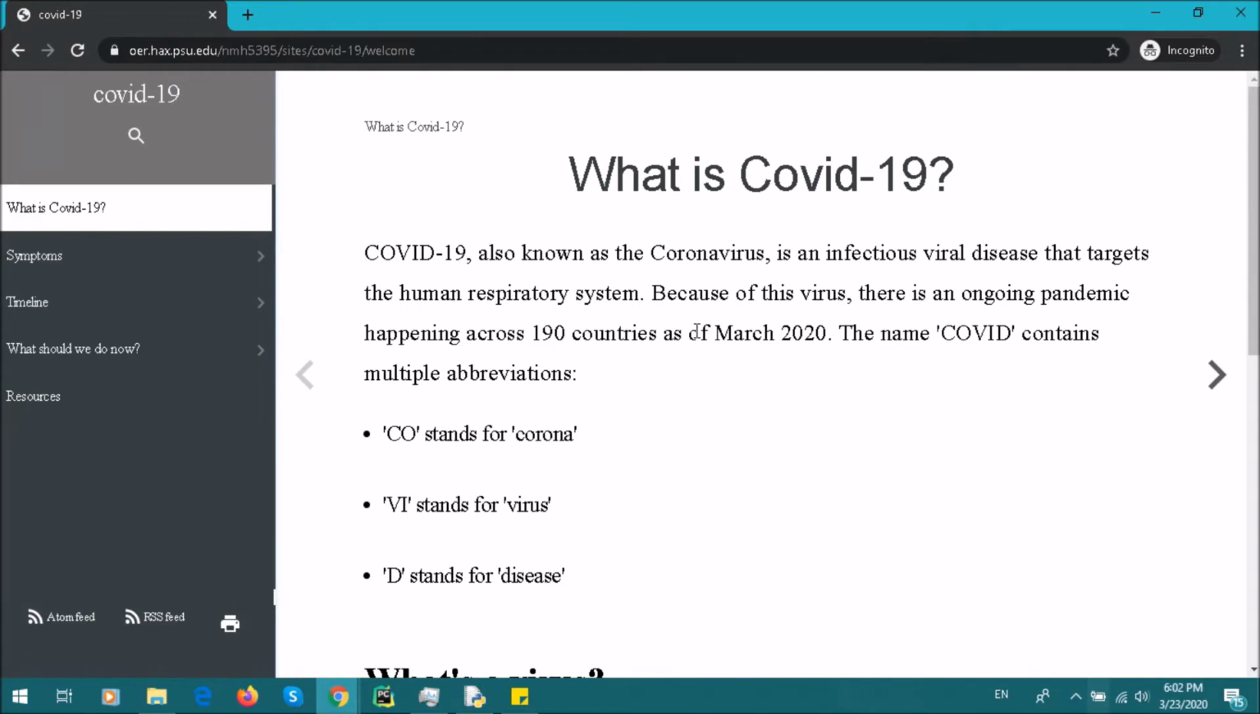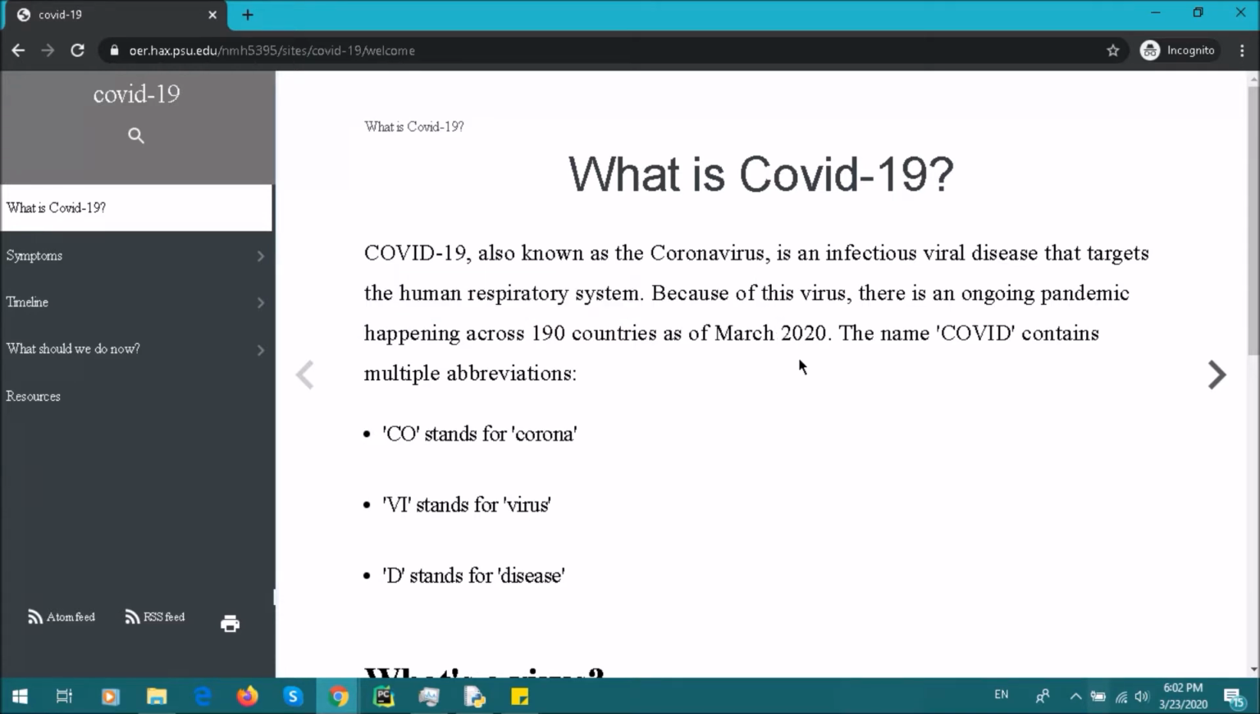Now today I'm going to do something a bit different. In the midst of this pandemic, I figured I would create this website in Hack CMS, which is a content management system, in order to educate those about the coronavirus and how you can prevent this disease from spreading or prevent it from affecting you and your family members. So basically, COVID-19, also known as the coronavirus, is an infectious viral disease that mainly targets the human respiratory system.